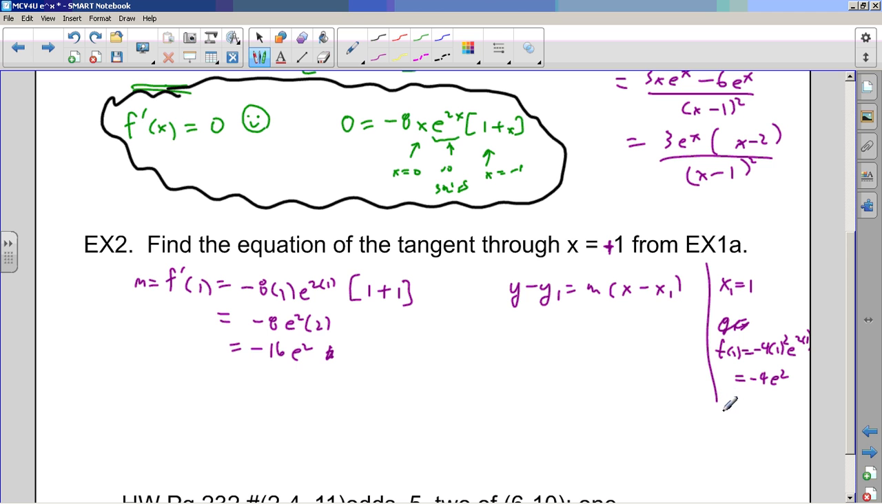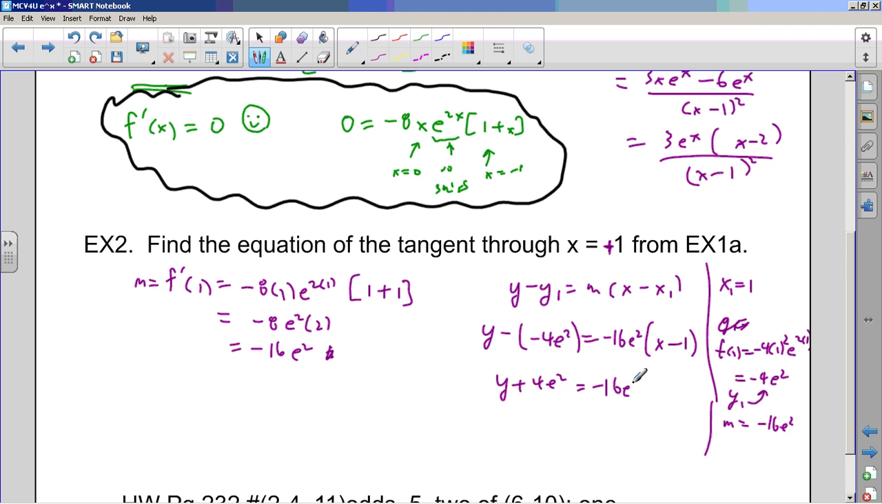That's the y1 value, negative 4e squared. And then the slope I just calculated was negative 16e squared. If you use number values, I wouldn't blame you, really. But I like to be exact. That way I don't have to reach for my calculator and slow everybody down. Then negative 16e squared x, and then that's y1. So, by the way, this was y1. And now I get a little bit of a mess.